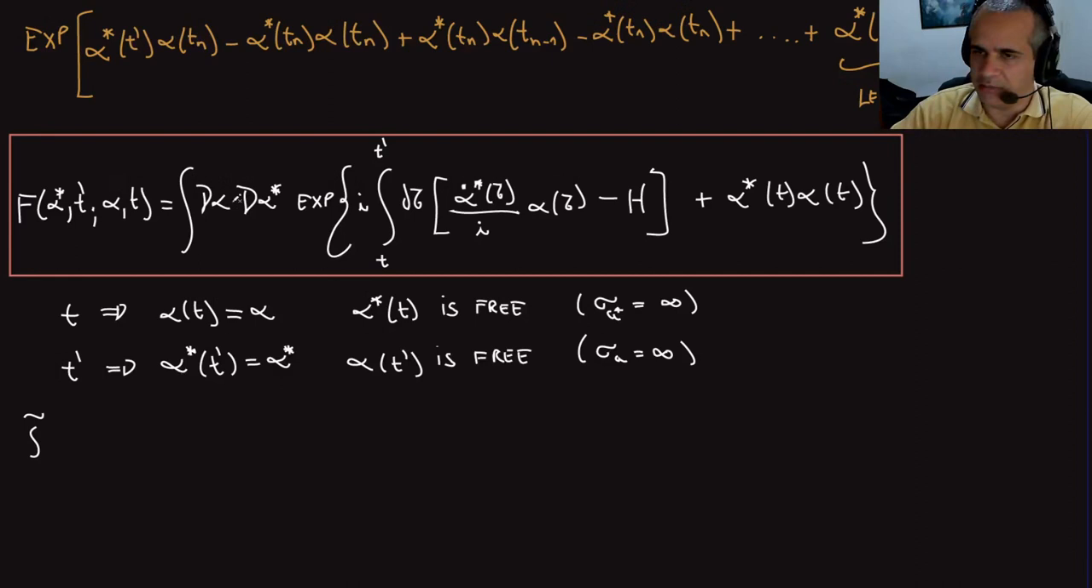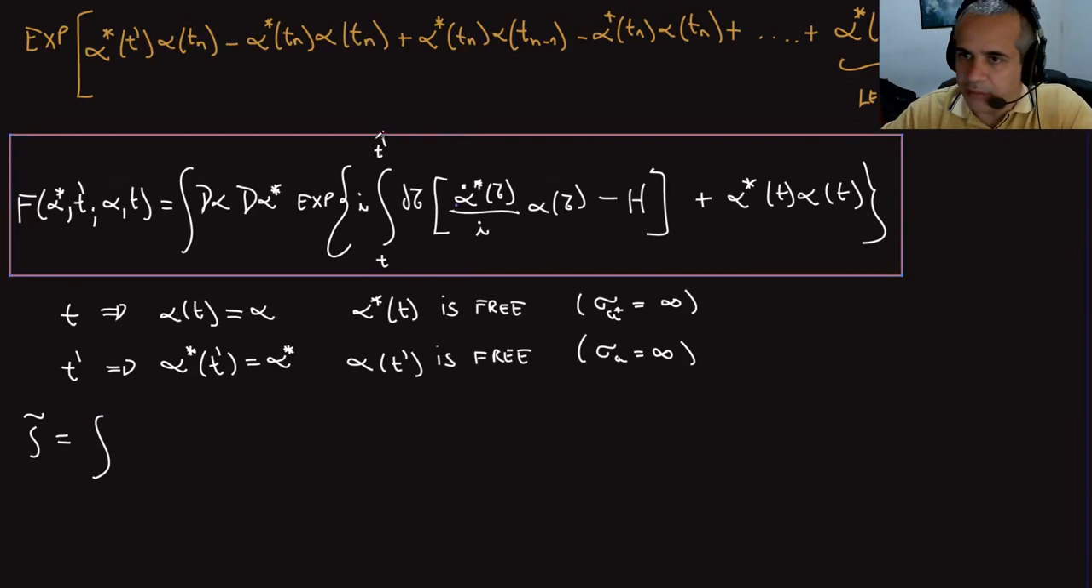This is a useful form, but I can also write it in a different form just by noticing that I can take the derivative. This is alpha dot star here. There's a time derivative acting on alpha, and I can do the integration by parts and throw it out here. If I do that, this part of the integral becomes the integral.